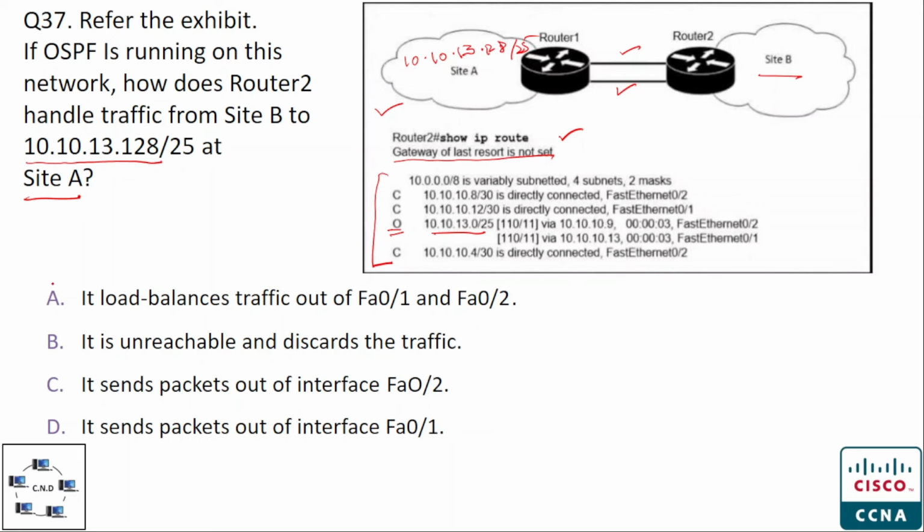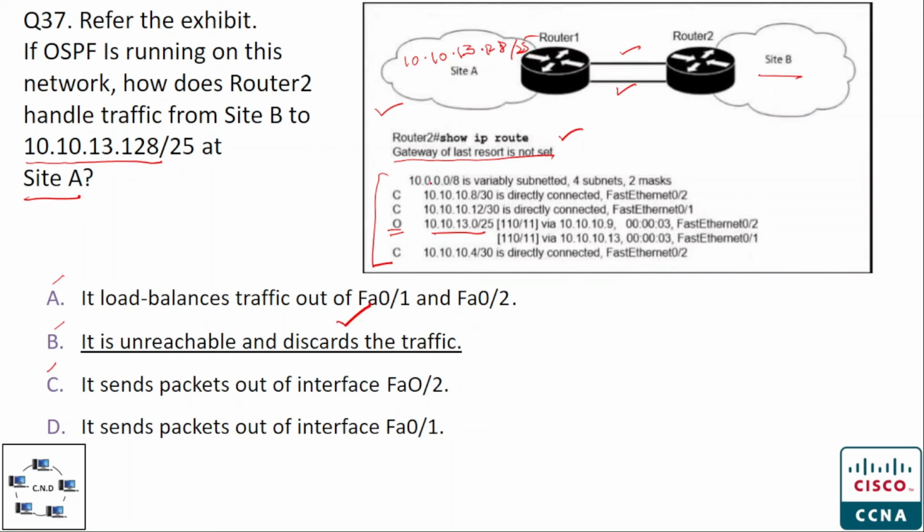So the options are: option A, it load balances traffic out of FA01 and FA02. Option B, it is unreachable and discards the traffic. Option C, it sends packets out of the interface FA02. And option D, it sends traffic out of the interface FA01. So these interfaces, one is FA01, one is FA02. And the correct option is option B, it is unreachable and discards the traffic.